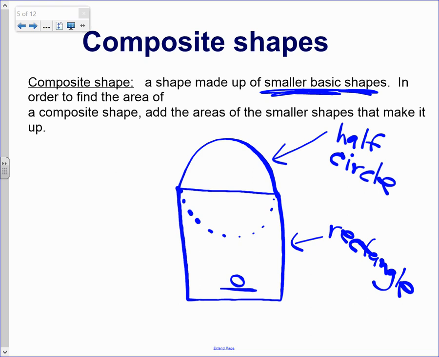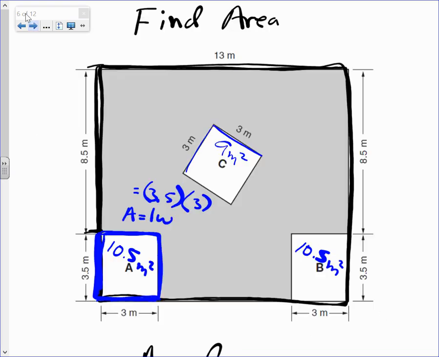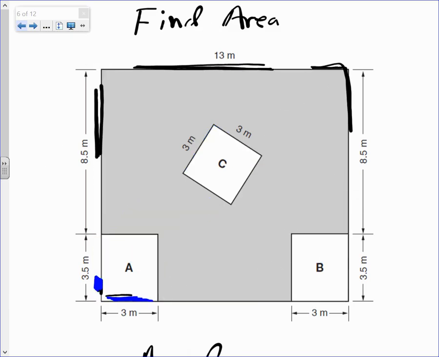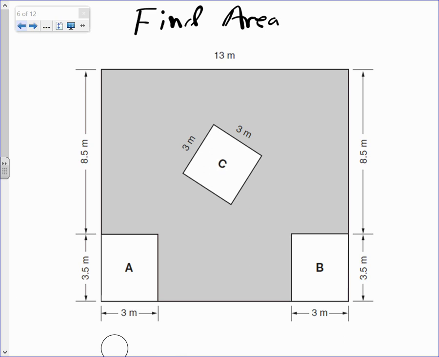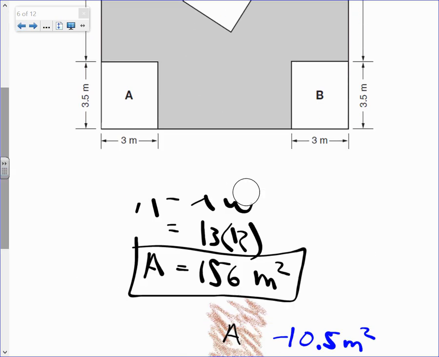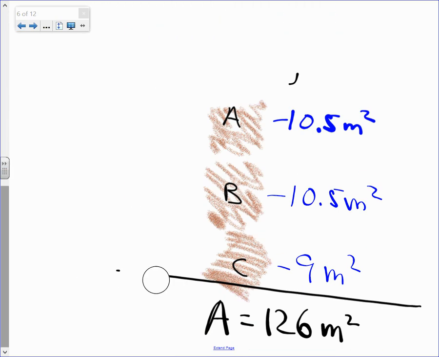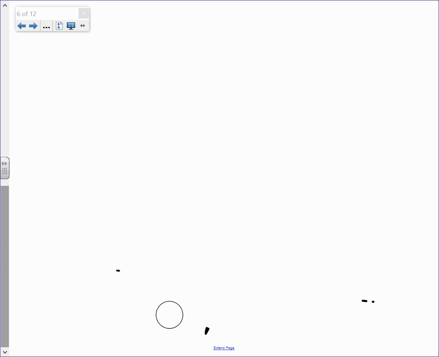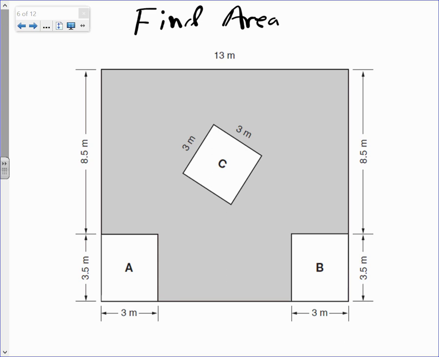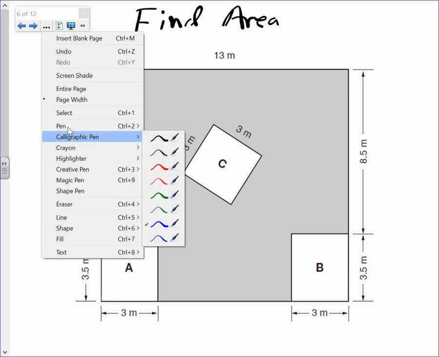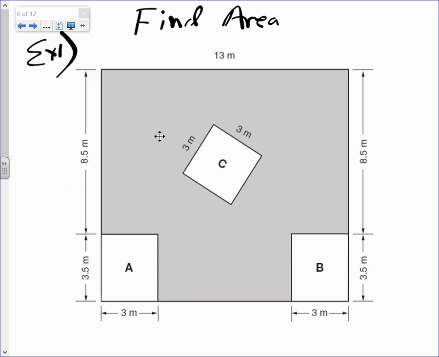Example 1. Let's find the area of this funky shape. I'm going to give you 2 minutes to draw this funky shape. Okay, go ahead and draw this shape. This is example 1, the only example we'll do today. Give you about 2 minutes. Go ahead and draw that. That's an irregular shape, notice.